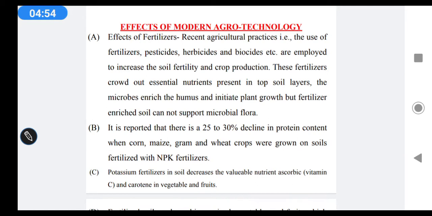Effects of fertilizer: in recent agricultural practice, fertilizers, pesticides, herbicides and so on are employed to increase soil fertility and crop production. These fertilizers crowd out essential nutrients present in the topsoil layer. The microbes enrich the humus and initiate plant growth, but fertilizer-enriched soil cannot support the microbial flora. To understand this point: nowadays farmers don't know what the soil needs. They are using more and more chemicals.